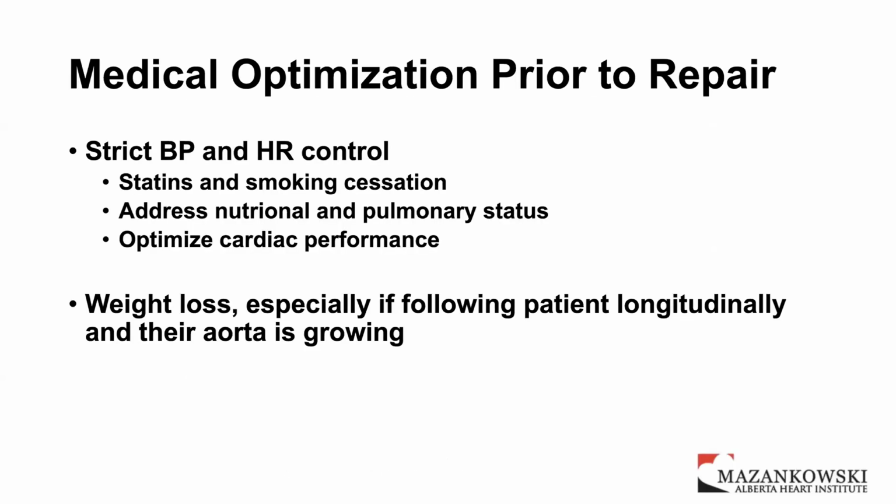All patients, as we heard in the first talk, do require medical optimization prior to repair: strict blood pressure control and heart rate control, statins, and smoking cessation is incredibly important. Trying to optimize the patient nutritionally and pulmonary status-wise. Having patients that are malnourished is not ideal. Having people with emphysema or lung disease or exacerbations of asthma, not ideal. And also trying to see if we can optimize their cardiac function.